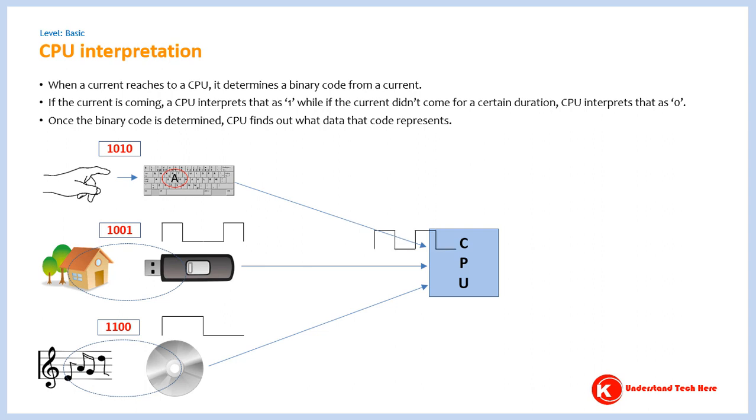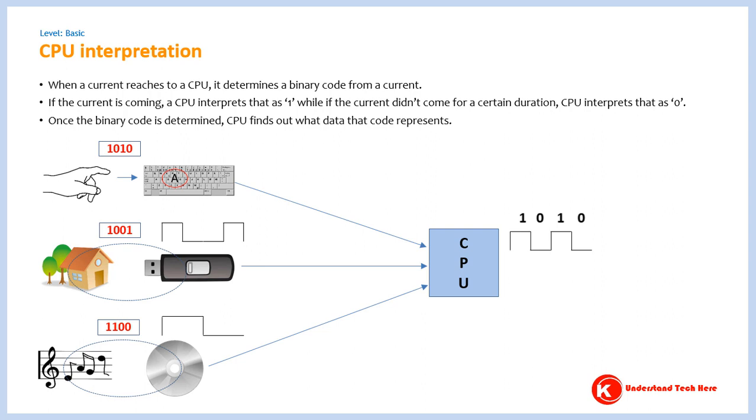So what happens when current reaches CPU? When a current reaches CPU, it determines binary code from the current. If current is coming, CPU interprets that as 1. If current didn't come for a certain duration, CPU interprets that as 0. Let's see how CPU interprets the current that has reached it. Current is not coming, therefore 0. Current is coming 1. Current is not coming 0. Current is coming 1. So CPU has determined binary code to be 1010 from the current it received.